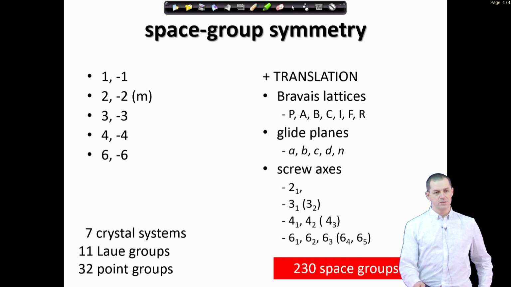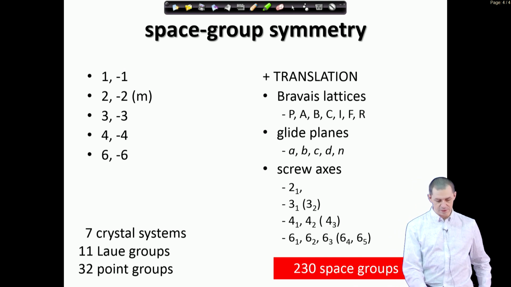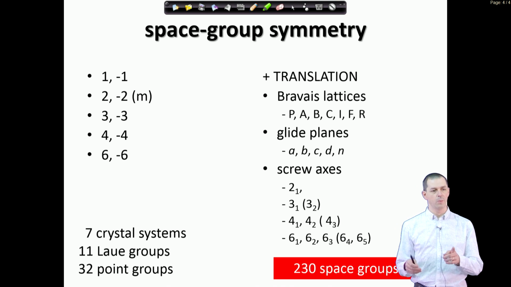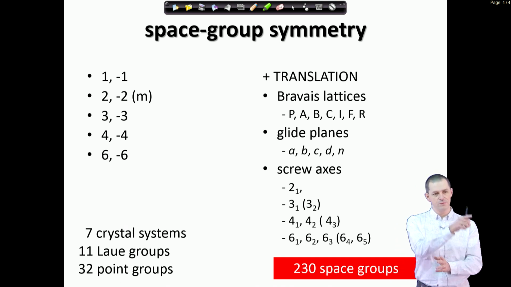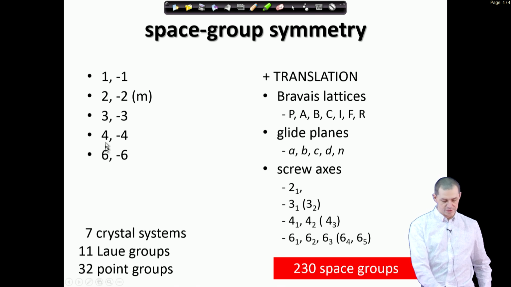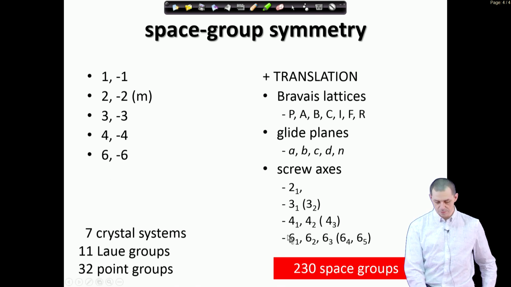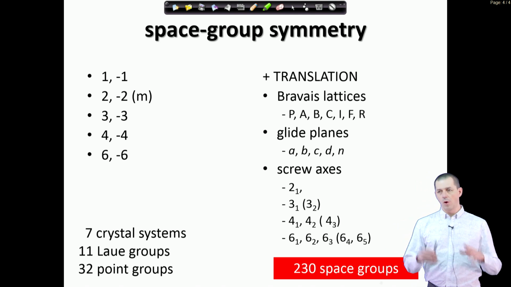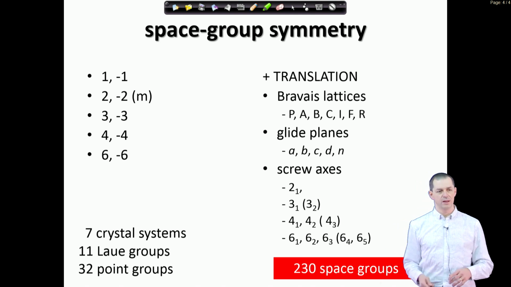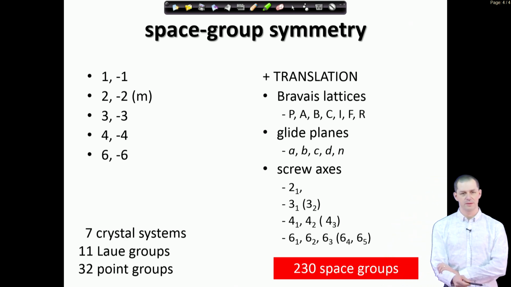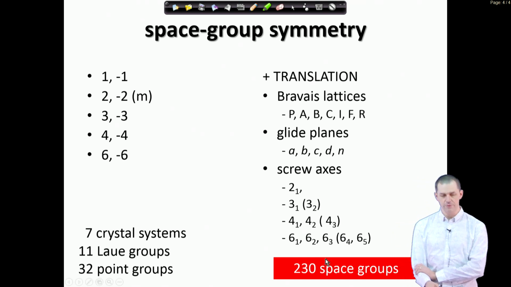Then if you combine translations with the mirror plane, you obtain so-called glide planes. So these are symmetry operations where you combine mirroring on the plane and shifting along a certain direction. And then if you combine translations with a rotation axis, so 2, 3, 4, or 6, you obtain so-called screw axes. And then if you look for all possible combinations of all these symmetry elements together, you arrive at the conclusion that there are 230 possible combinations of symmetry elements of infinite objects, and these are the 230 space groups.